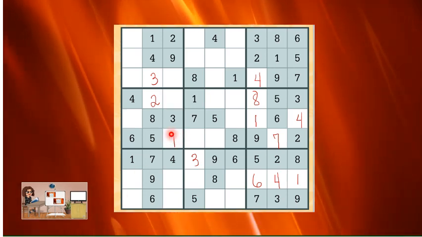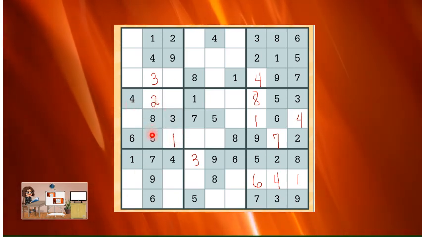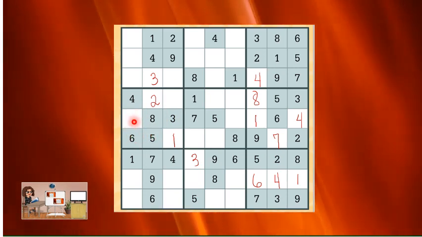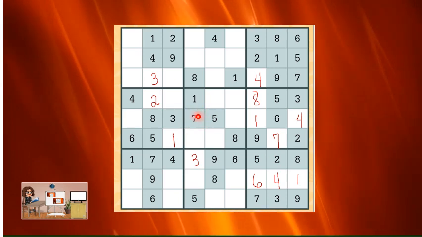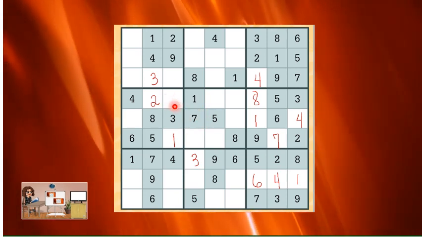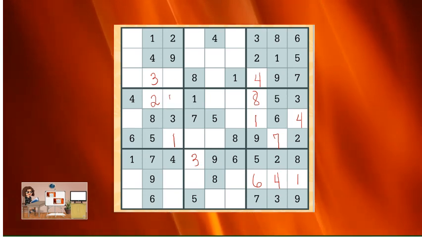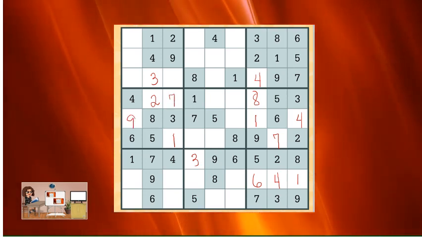So we get 1, 2, 3, 4, 5, 6, 7 is missing. 7 can be here because of this 7. So 7 should be here and 9 should be here. So 7 and 9.